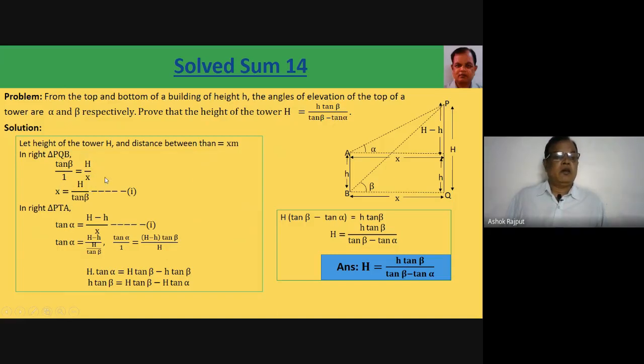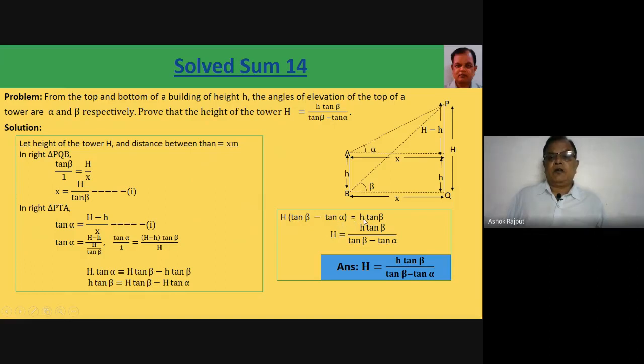So it will be 79.41 meters. The height of the kite is 79.41 meters. Now we are going to solve the next one. It is also very simple. There is a need to practice.